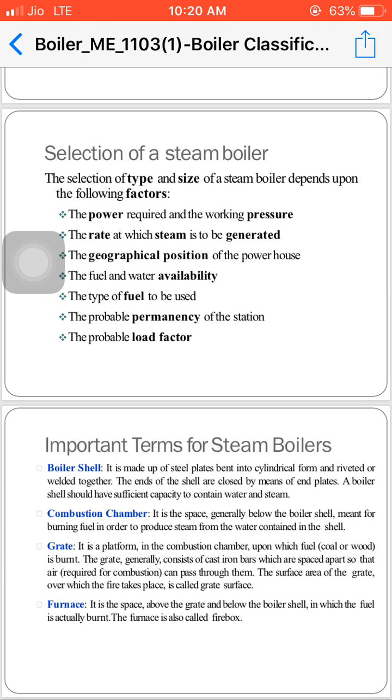The grate generally consists of cast iron bars which are spaced apart so that the air required for the combustion can pass through them. The surface area of the grate over which the fire takes place is called the grate surface. Last term is the furnace. Furnace is the space above the grate and below the boiler shell in which the fuel is actually burned. The furnace is also called a firebox.